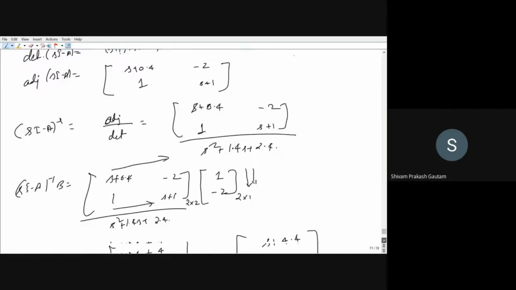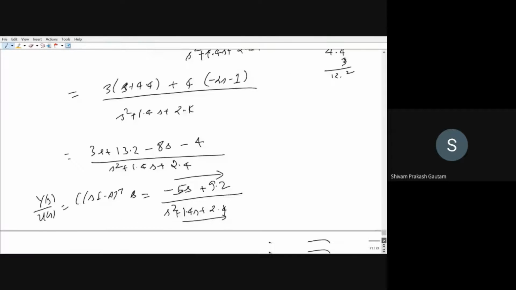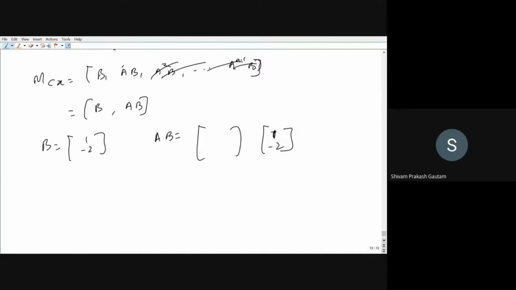This is a time-taking process, and its solution will be long, so keep patience. So minus 1 minus 2, 1 and minus 0.4. You have to multiply this matrix. This is a 2 cross 2 matrix, and this is a 2 cross 1 matrix. Finally, you will be having a 2 cross 1 matrix. Rows multiplied by column. So minus 1 multiplied by plus 1 will be minus 1. Minus 2 multiplied by minus 2 will be, sorry, plus 4.